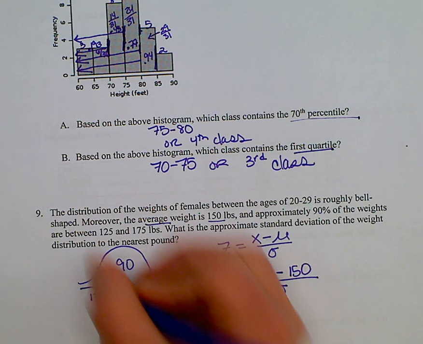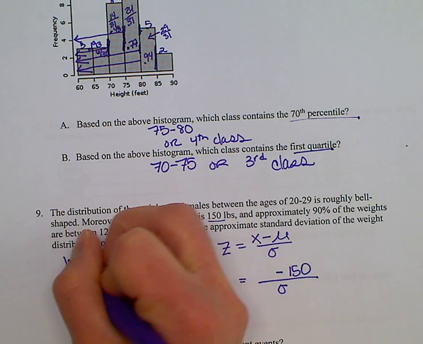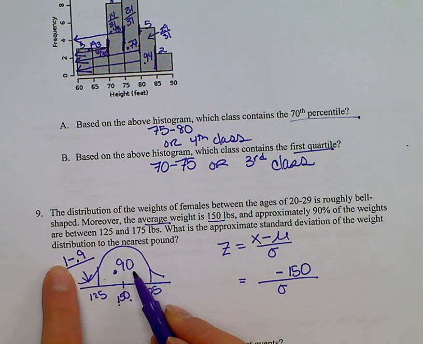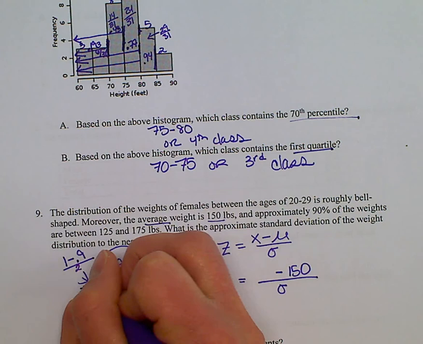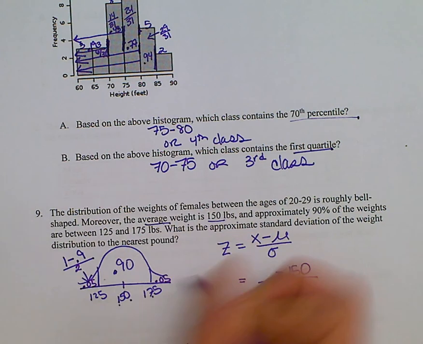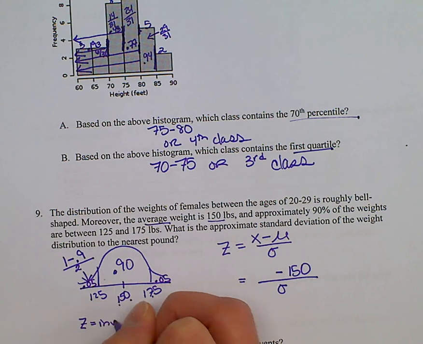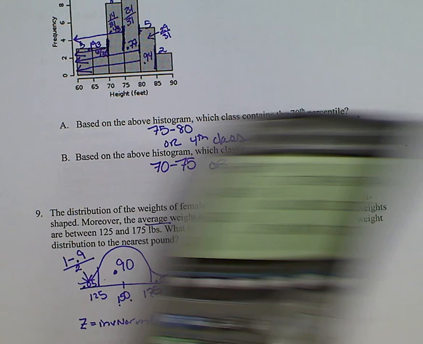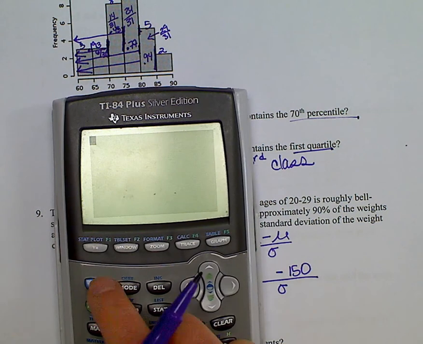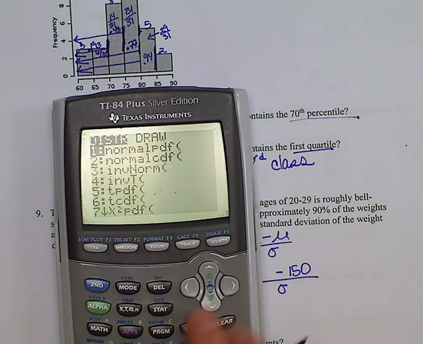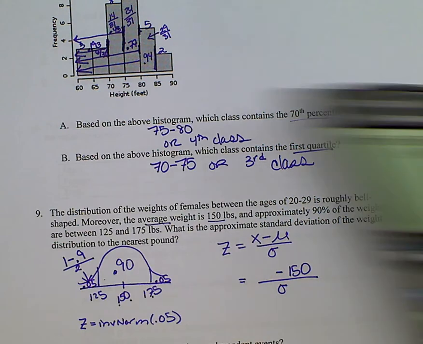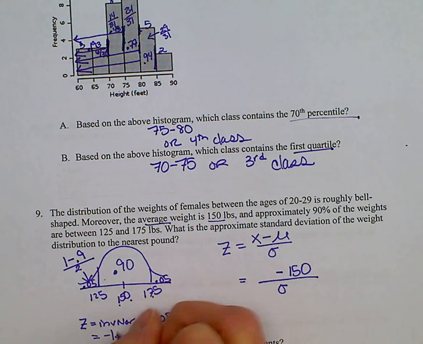To find our z-score, the whole curve is 100%. Take away the middle 90. We're left with 10%. We divide it in half between the 2 tails. There's 5% within our 2 tails. Now to find the z-score, we do the inverse norm of 0.05. Remember, the inverse norm in your calculator is located by hitting second, distributions. We go to option 3, inverse norm. We enter in the area at the left of the curve. We get negative 1.64. Remember, our z-scores, we round to 2 decimal places.